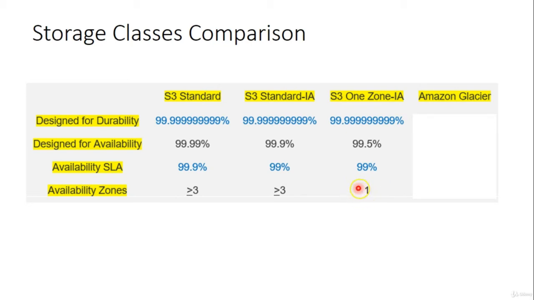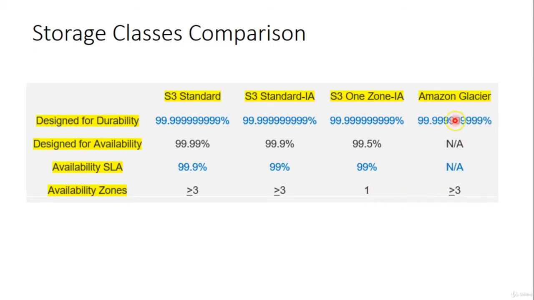It has only one zone. It will store your data only in one availability zone. So S3 One Zone, the name itself signifies this availability zone number.